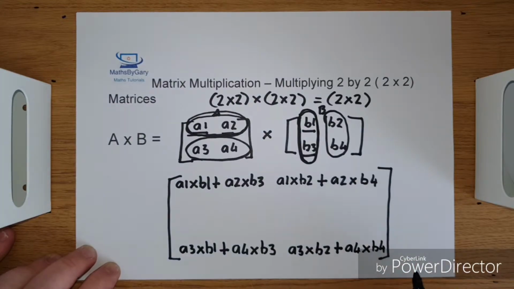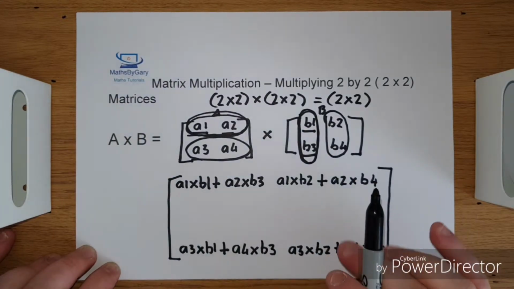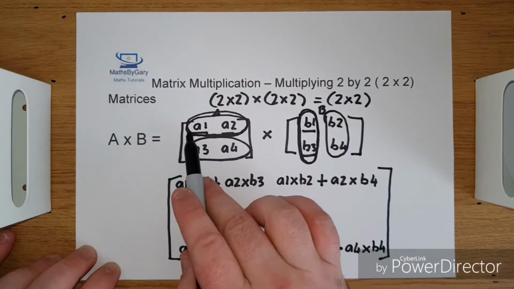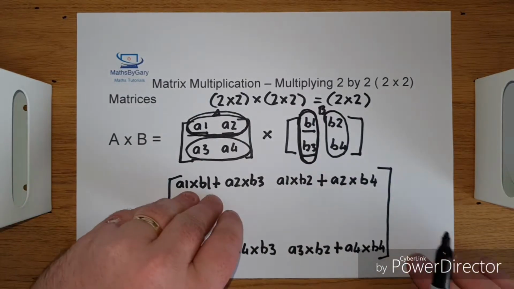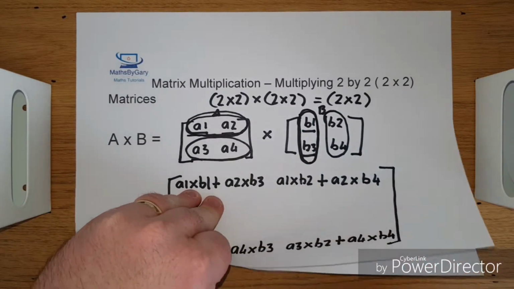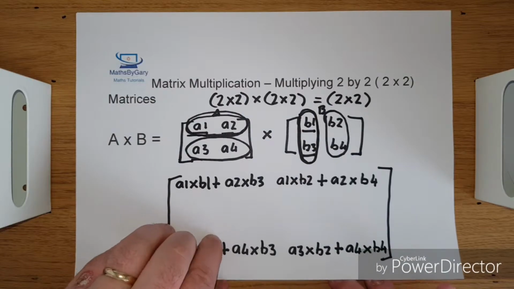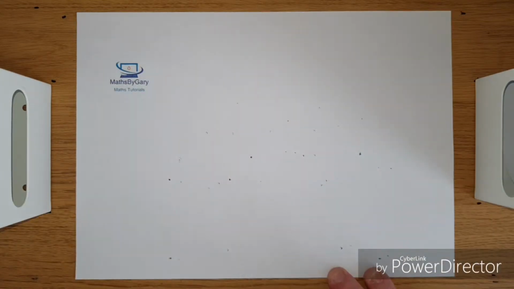Now looking at it, it looks quite complicated, but it makes more sense when we put numbers in place of the A1 and the B1 and so on. So we're going to look at an example. That's the theory, and this is how it works in practice.